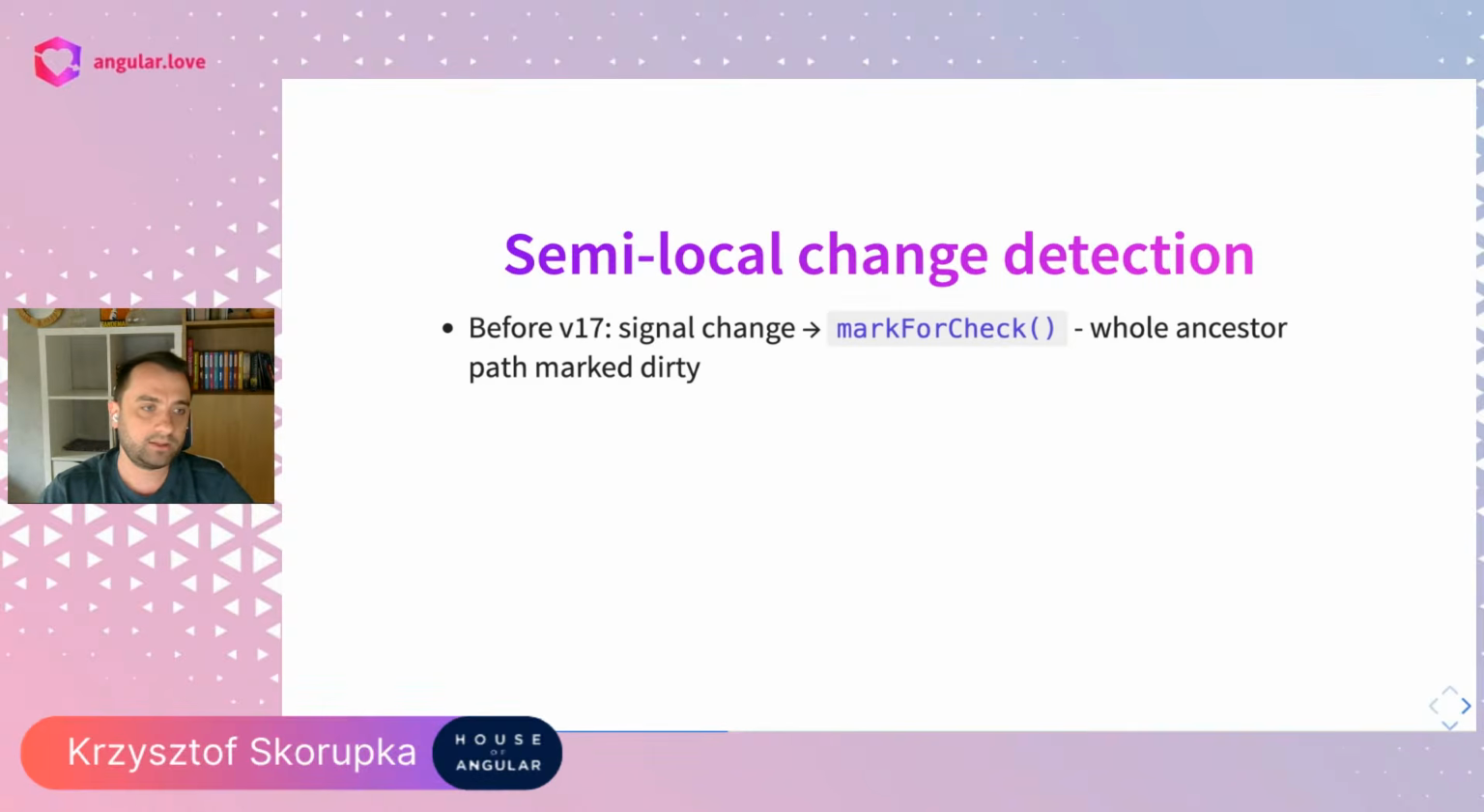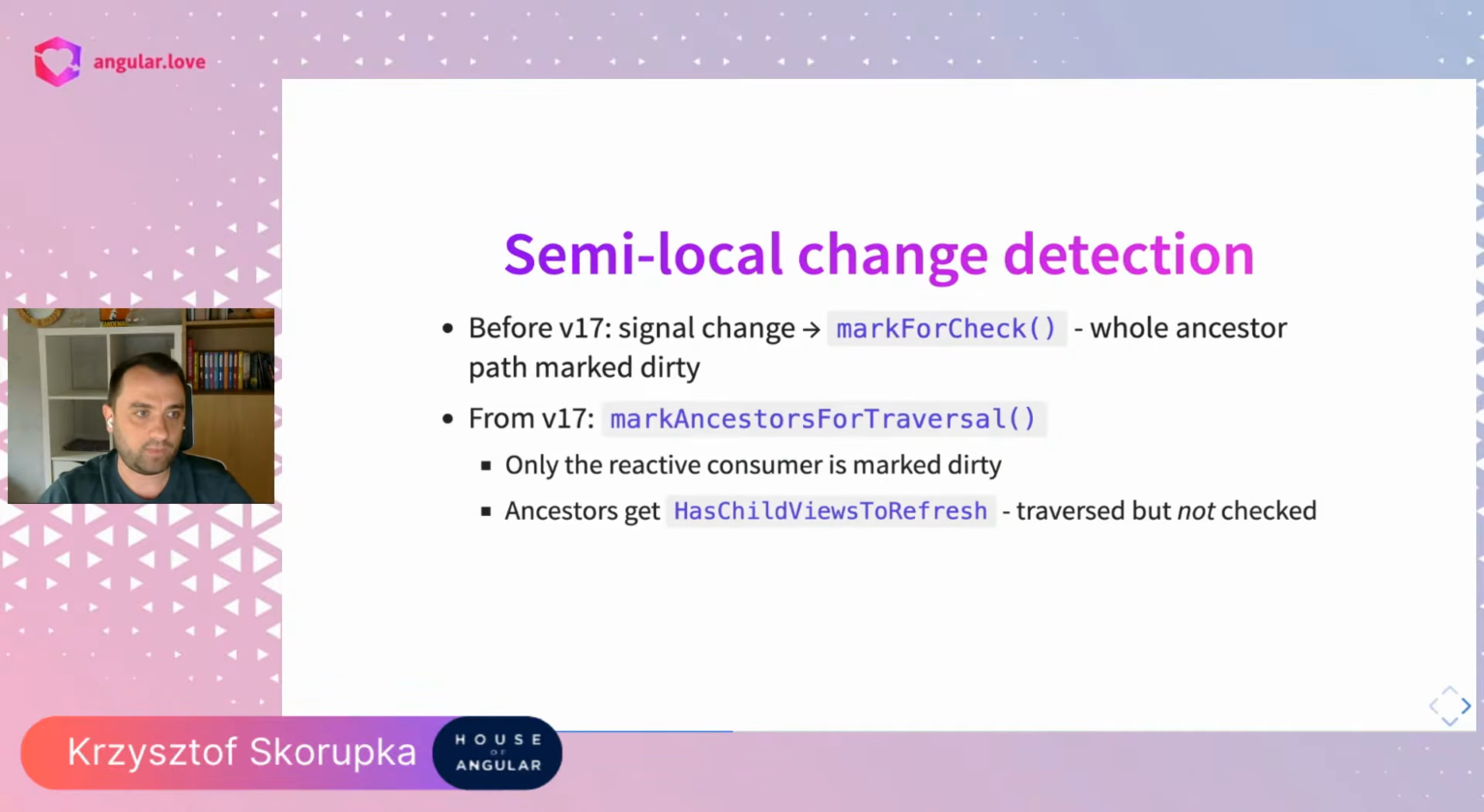So before Angular 17, when a signal was changed in a template, markForCheck was called. So the whole ancestor path was marked dirty. So basically what we observed is the same behavior that we observe, for example, with an async pipe, right? Because as we just discussed, the whole path up to the root will be marked dirty, and we can run change detection from the top and narrow our checked components just to this single path.